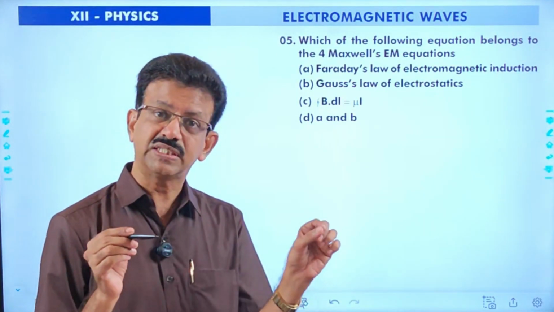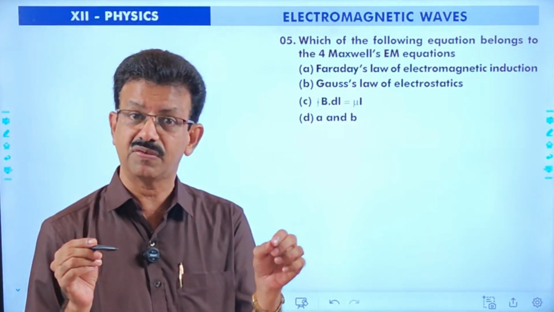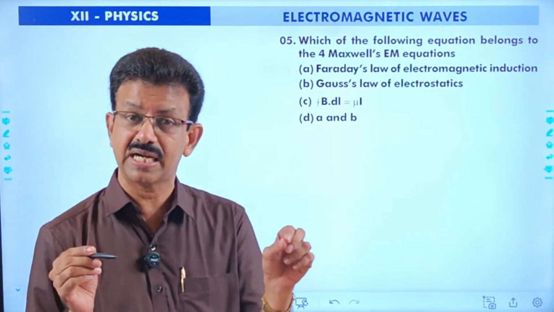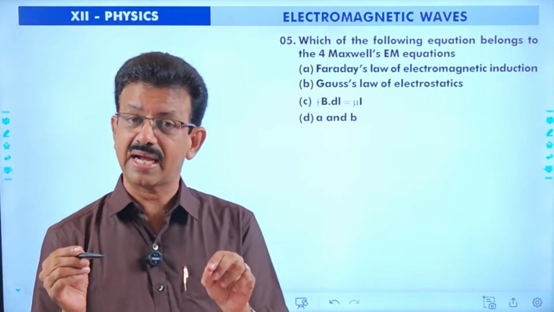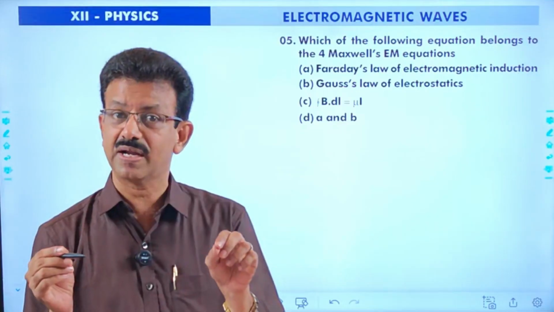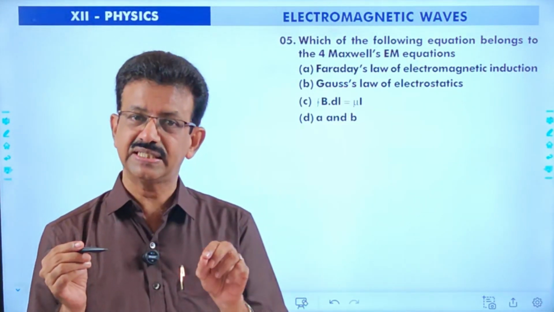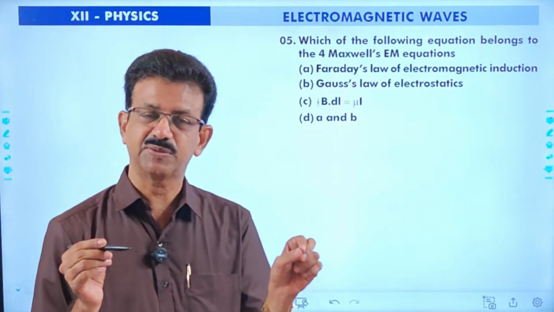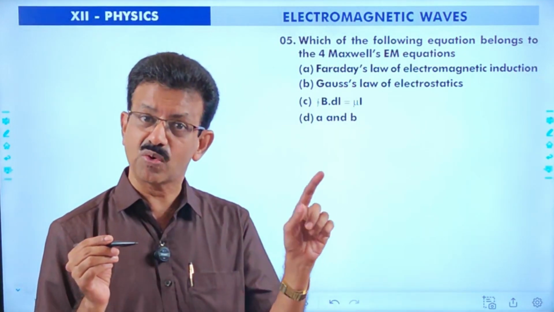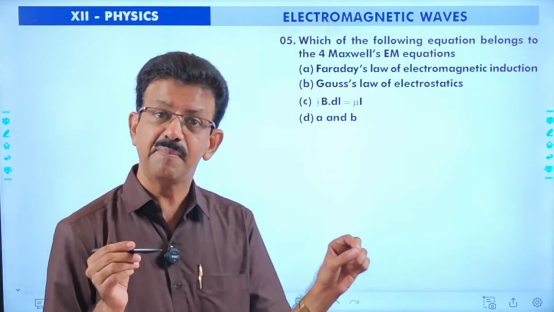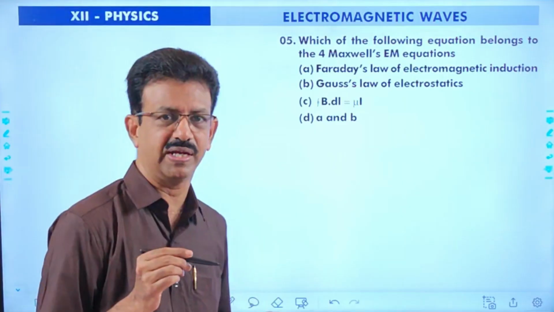Then, Gauss's flux theorem of electrostatics: total electric flux over a closed surface will be equal to 1 by epsilon times the charge enclosed. Similarly, Gauss's law of magnetism: total magnetic flux over a closed surface will be 0. These 4 equations were selected by Maxwell as Maxwell's electromagnetic equations. Out of the 4, for Ampere's circuital theorem, he made some modifications also. I'll write all the Maxwell's electromagnetic equations.